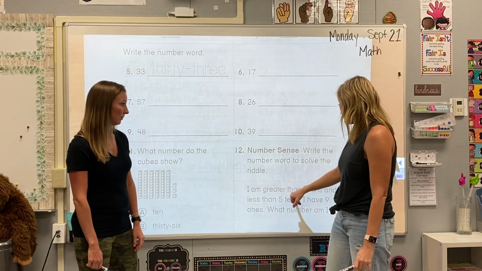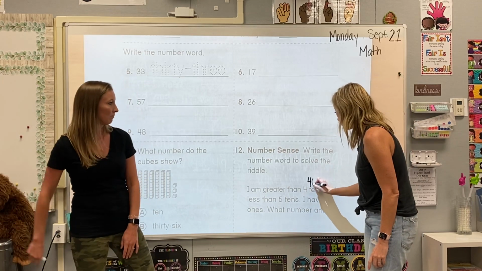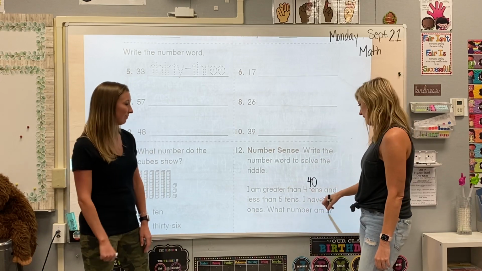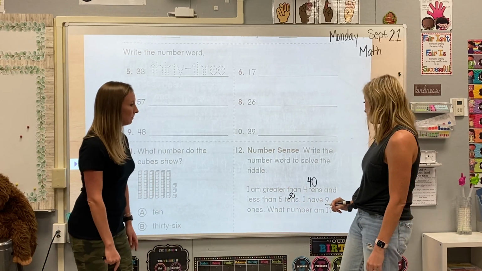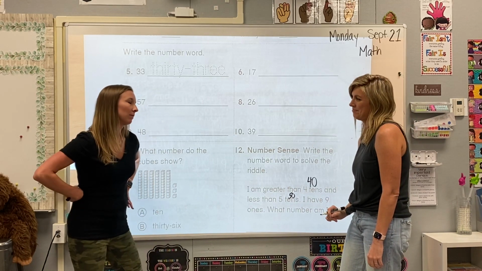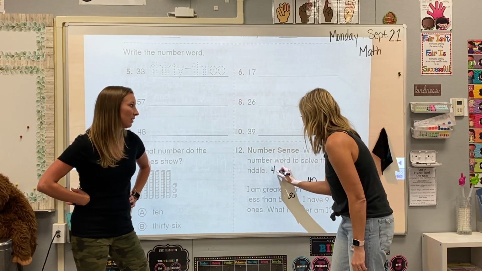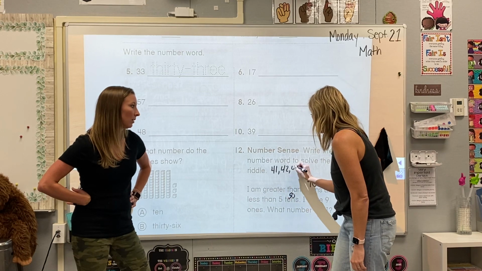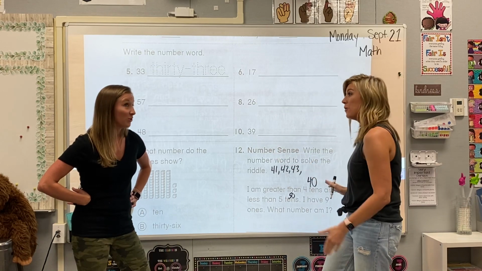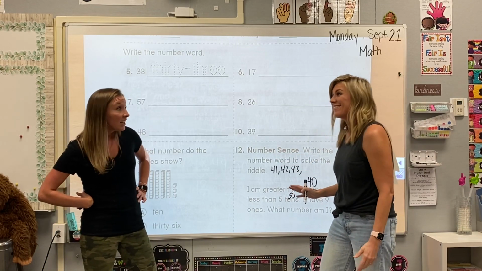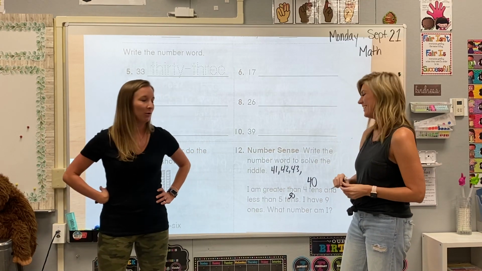I am greater than 4 tens. Oh, 4 tens is what number? 40. So it's not greater than 4, it's greater than 40. And I am less than 5 tens, which is 50. Boom. I have 9 ones. So the number in the ones column is a 9. There's only one choice. It's between 40 and 50, so 41, 42, 43, 44, 45, 46, 47, 48, and 49, and there's only one number that ends with a 9. You better be able to get that. I know it starts with 4 and ends with a 9.